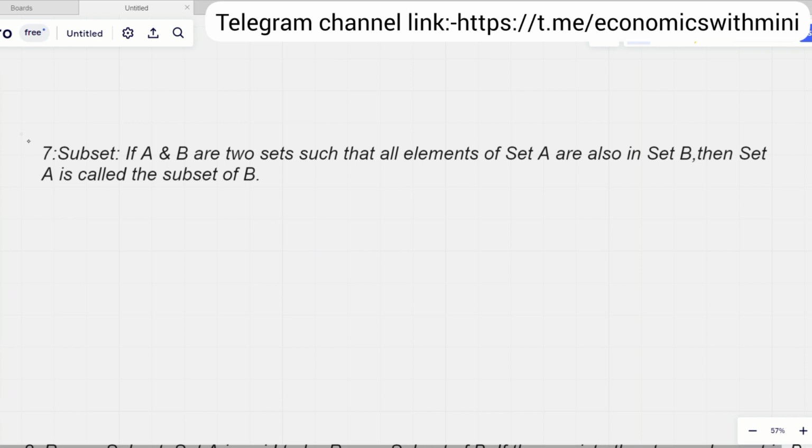Okay. Now moving on to the next, subset. If A and B are two sets such that all elements of set A are also in set B, then set A is called a subset of B. For example, A equals {3, 5, 7} and B equals {3, 5, 7}. Here set A's elements are also present in set B. So now we can say that A is a subset of B.